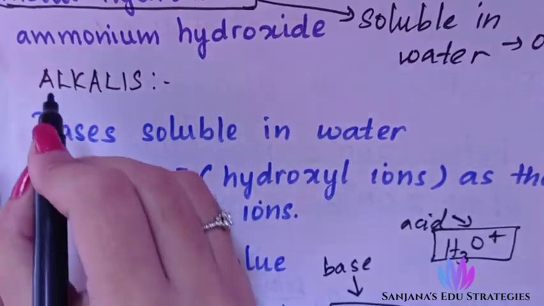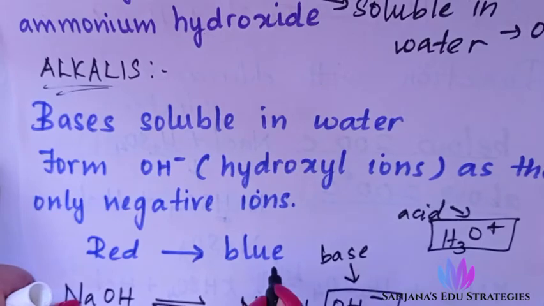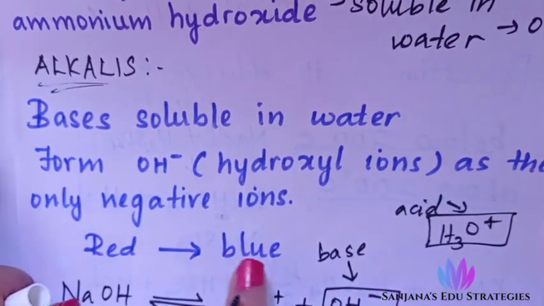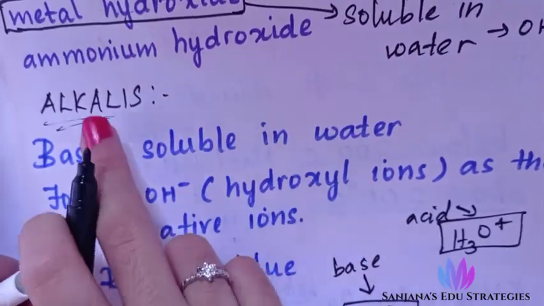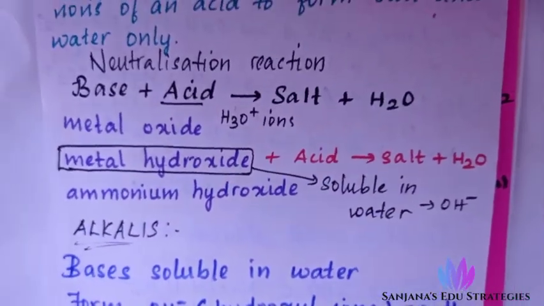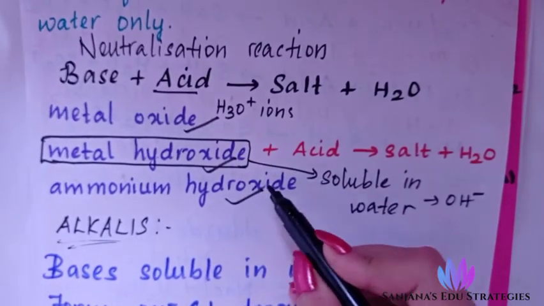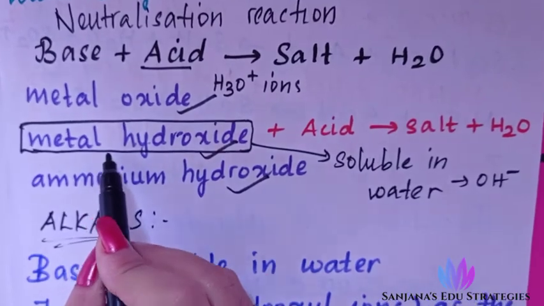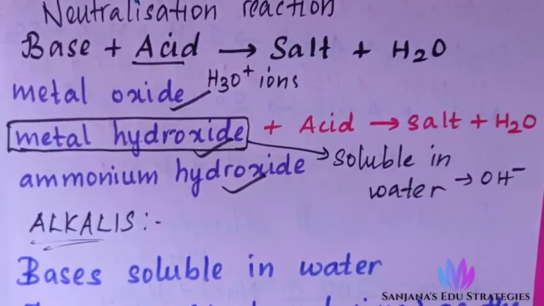Now these alkalis have the capacity to turn red litmus blue, just like bases. That's about alkalis. So from this, what can you say? All alkalis are bases, but all bases are not alkalis. We know metal oxide, metal hydroxide and ammonium hydroxide are bases, but only the metal hydroxides which are soluble in water are alone alkalis.